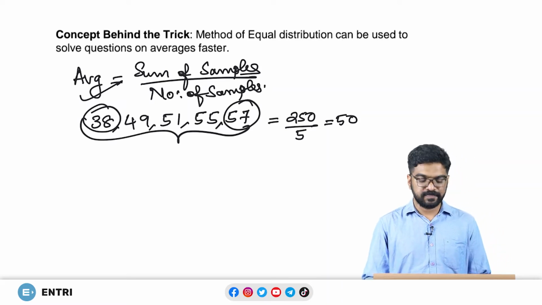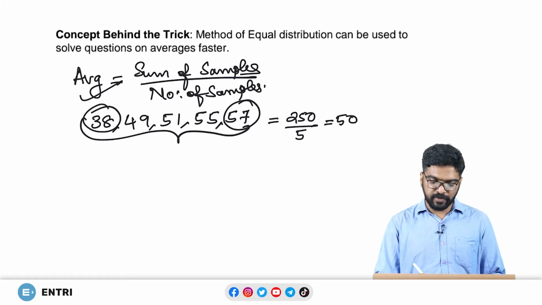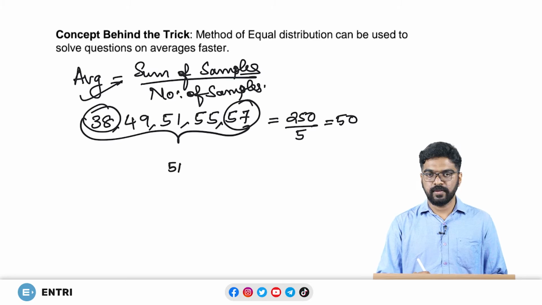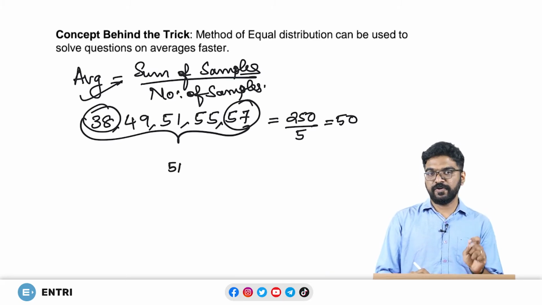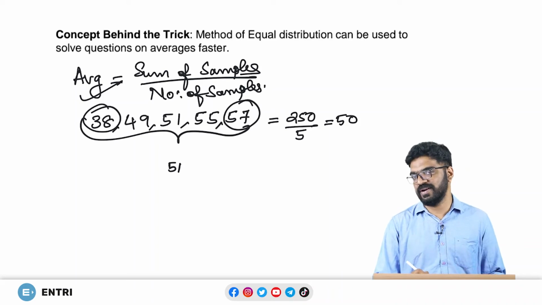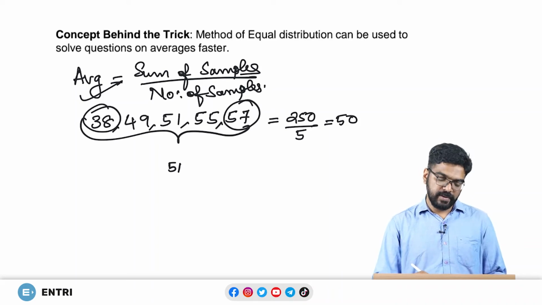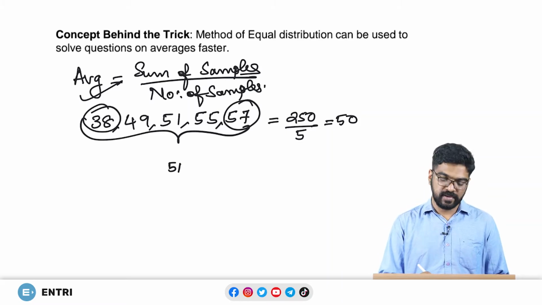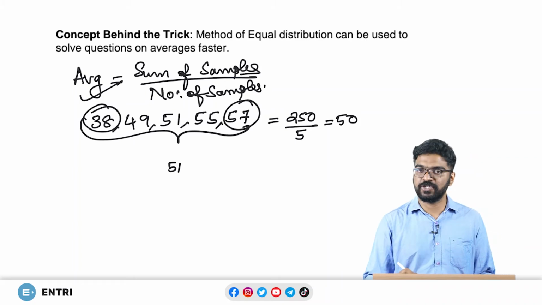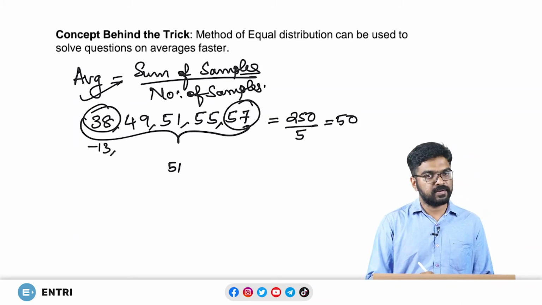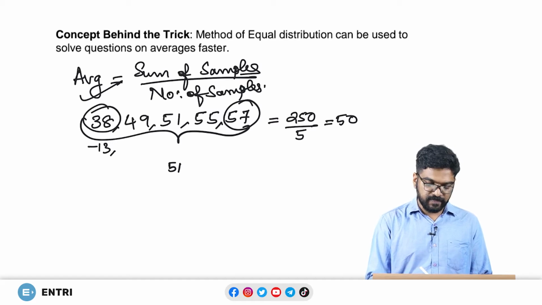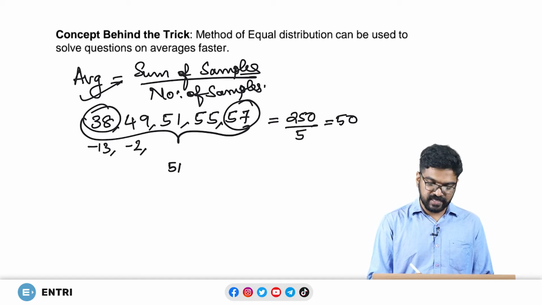So let us try that here. I'm going to assume that the average of these set of values is 51. Okay, so that means that every person over here should receive 51 chocolates, because I was talking about chocolates, right? So it should be 51. Now let's see how much deviation each person has got. This first person is having 38 chocolate, which means that he needs 13 more chocolates to make it 51, right? The second person is having 2 chocolate less than 51.